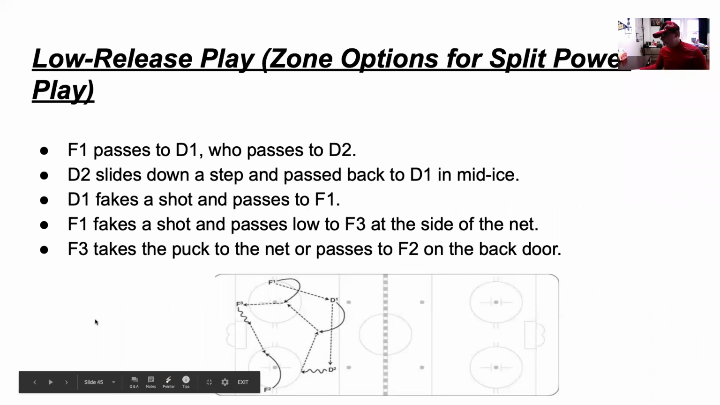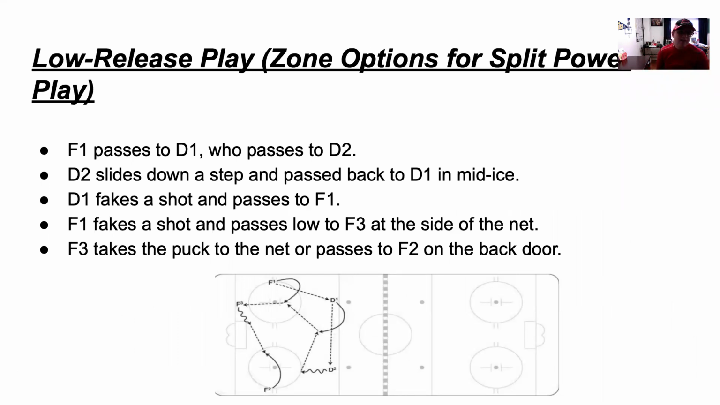Then we have the low release play. So F1 passes to D1, who passes to D2. D2 slides down a step and passes back to D1 in mid-ice. D1 fakes a shot and passes to F1. F1 fakes a shot and passes low to F3 at the side of the net. And F3 takes the puck to the net or passes to F2 on the back door. So let's take a look.